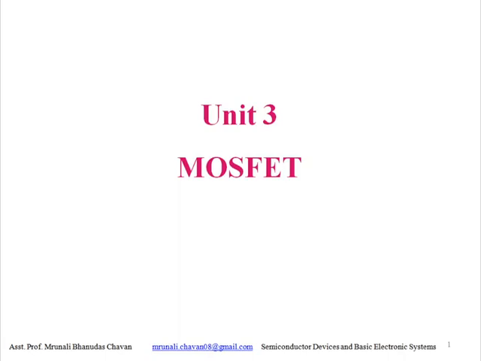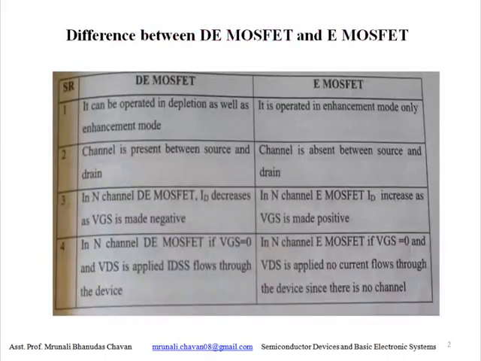In today's lecture, we are going to see the difference between the DE MOSFET and E MOSFET. As we studied previously, we know the various differing points between the DE MOSFET and E MOSFET. Let's see one by one. DE MOSFET can be operated in depletion as well as enhancement mode, and E MOSFET is operated in enhancement mode only. Why does this happen?